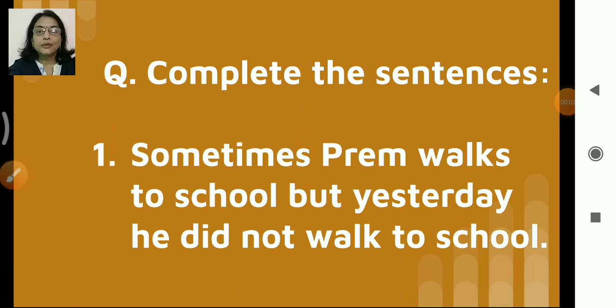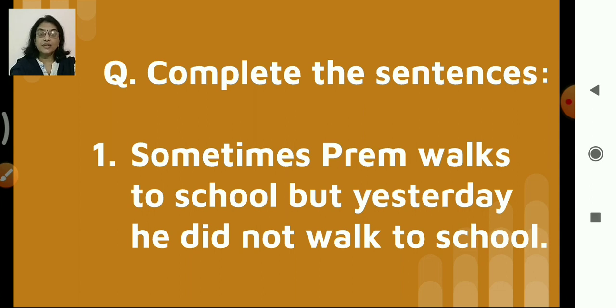So, the next question is, complete the sentences. This is the next exercise in your book. Now, just look at this sentence. Sometimes Prem walks to school, but yesterday he did not walk to school. So we have to just complete the sentence.